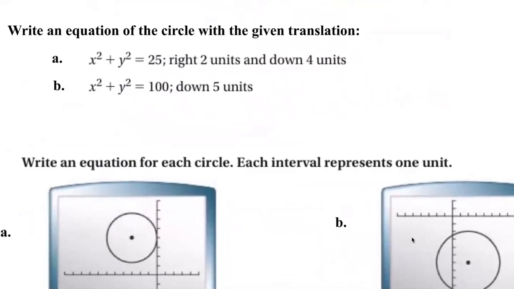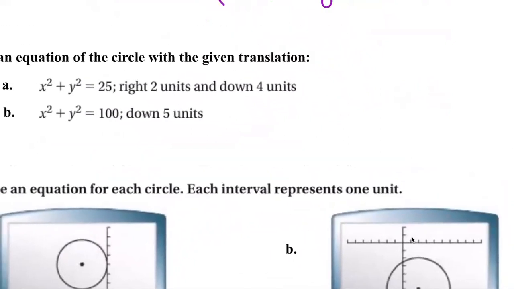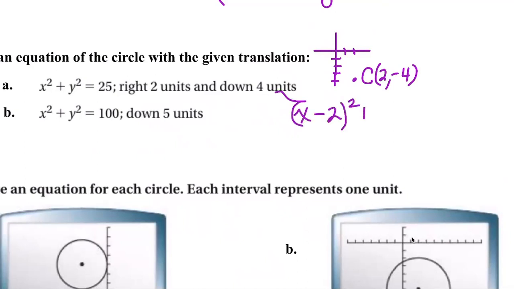For the next problem, we're given a circle and we're asked to translate it. So if we were sitting at the origin and we went right 2 and down 4, we would now be at the point 2, -4. That would be our new center. Okay, so that means our equation is x minus 2 quantity squared plus y plus 4 quantity squared. And our radius didn't change, so it's still going to be equal to 25. Our radius is 5.